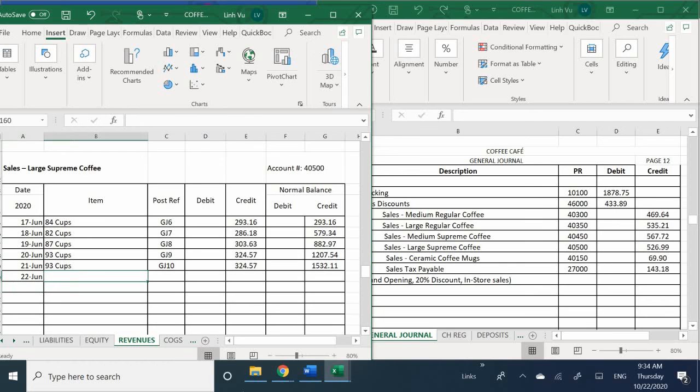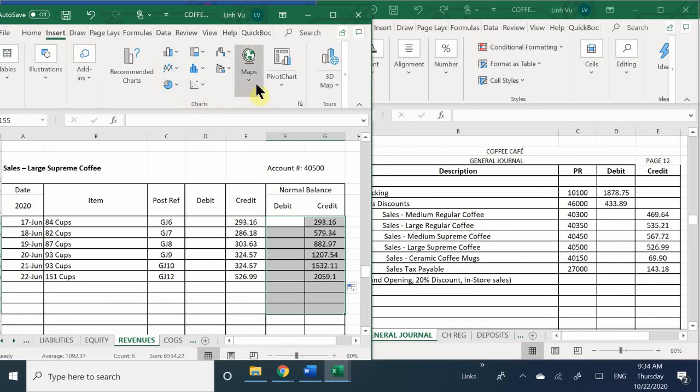Then go to the large Supreme. How many cups? 151 cups. GJ12, for the amount of 526.99, making a total of 2059 cents. Good.